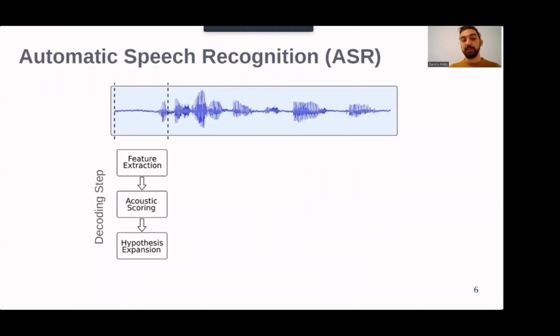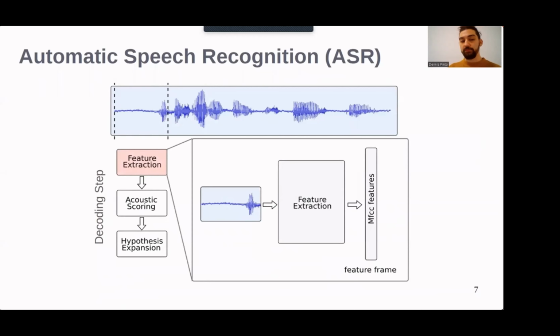So here, each decoding step is composed of three major components: feature extraction, acoustic scoring, and hypothesis expansion. The feature extraction component receives the raw signal and breaks it down into frames of a few milliseconds. Then each audio frame is transformed into a feature frame.